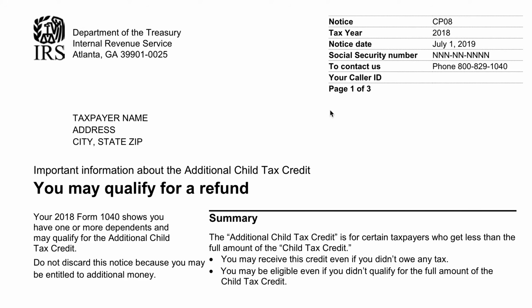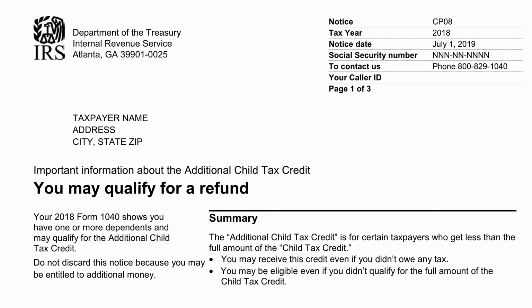As noted in the CP08 notice, the additional child tax credit is part of the child tax credit. However, it is a refundable portion, which means you can receive the additional child tax credit even if you did not owe any tax, and even if you did not qualify for the full amount of the child tax credit.